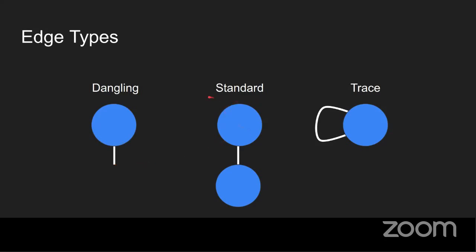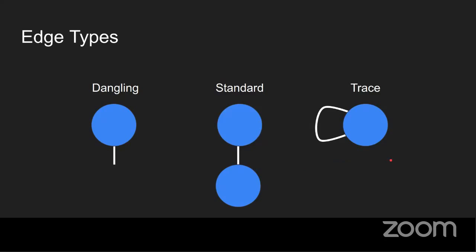The second type of leg is called standard legs. We've already gone over this. These types of legs just represent doing a dot operation between these 2 axes of this tensor network. And then finally, the type of leg that we haven't talked about yet are called trace edges.